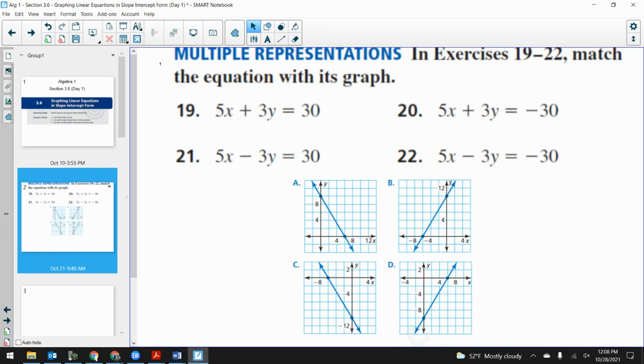All right, welcome back. So, for anybody playing along at home, again, here's the warm-up.